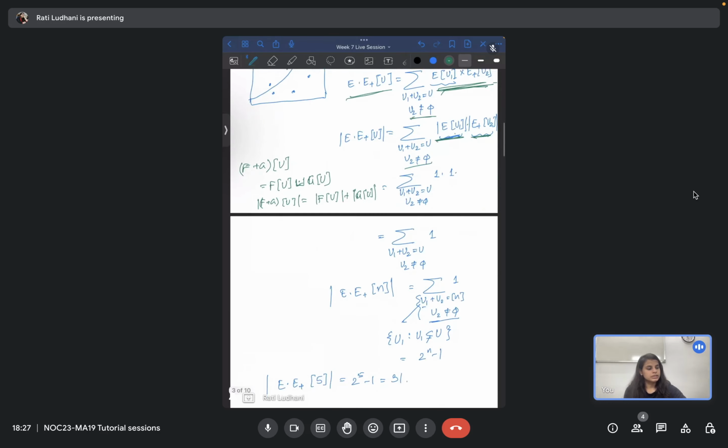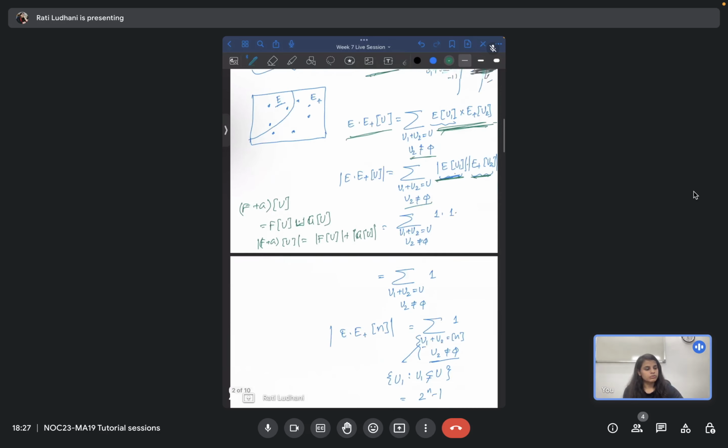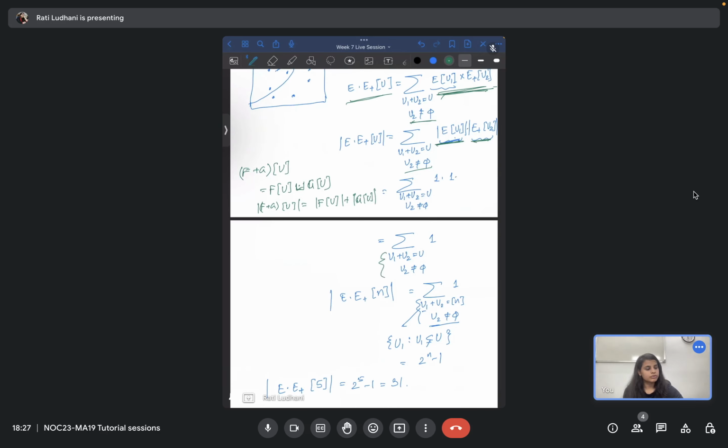These are exactly U1 plus U2 is equal to U. So you have this set. You need to partition that set into U1 and U2. If you get the set U1, then U2 will be just the complement of it. So there is no choice for U2. You can just consider all the subsets of U, then U2 will be the complement of U1. So there is no choice.